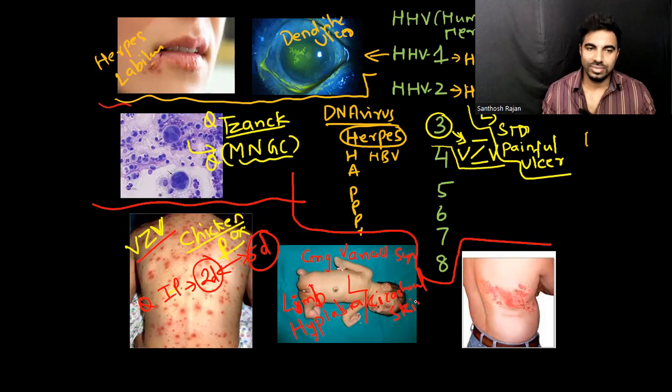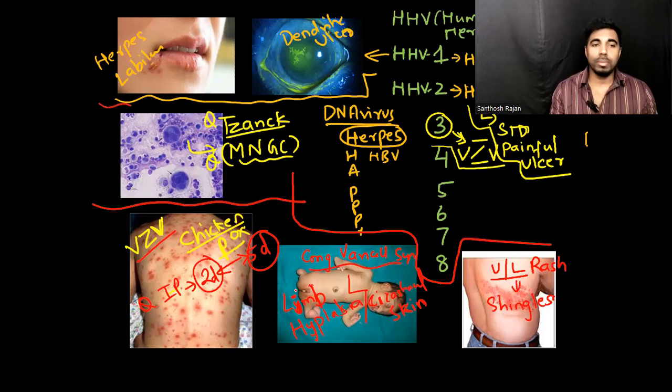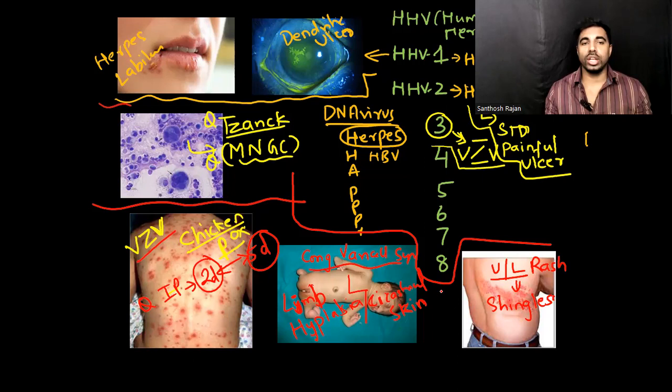And see, if they give a unilateral rash like this picture, and the patient has severe pain with a vesicular rash on one side, this is shingles. Shingles is basically adult chickenpox. Chickenpox occurs in children, but when varicella zoster gets reactivated in an adult, you get shingles. Remember that, it's also a question. Shingles is a unilateral rash.